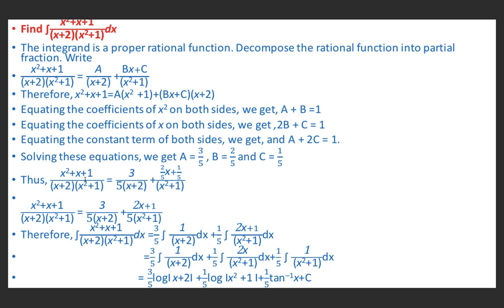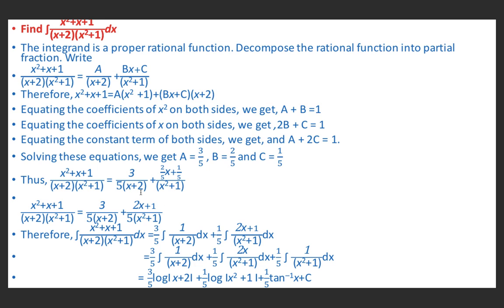So now the given rational function x square plus x plus 1 upon x plus 2 into x square plus 1 is equal to 3 upon 5 into x plus 2. Substitute the value of a here. b is 2 upon 5, so 2 upon 5 x. c is 1 upon 5, so 1 upon 5, upon x square plus 1. So this function becomes 3 upon 5 into x plus 2, plus, with 5 as the LCM here, 2x plus 1 upon 5 into x square plus 1.